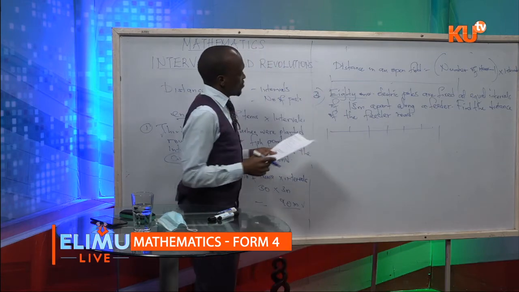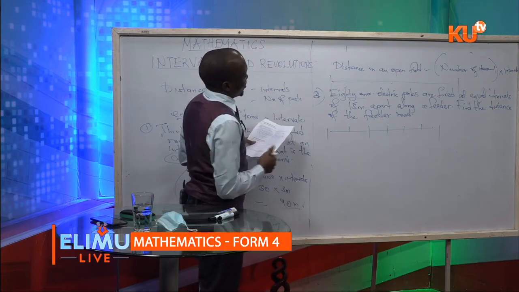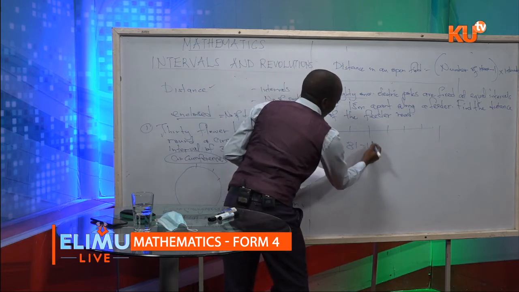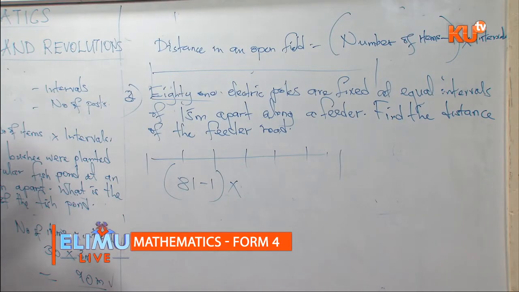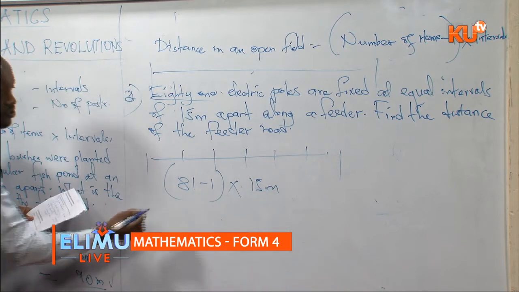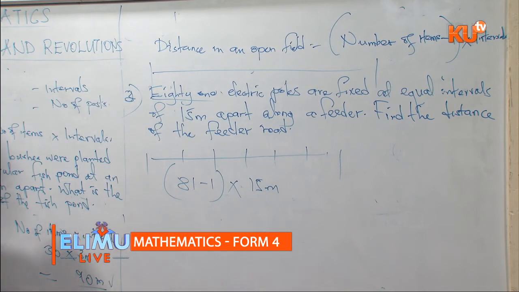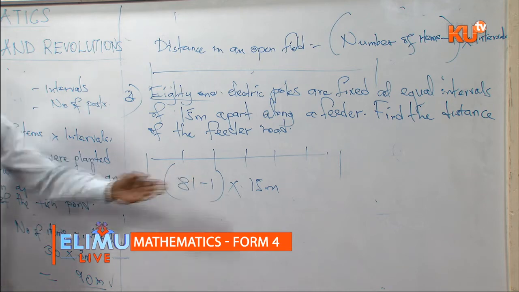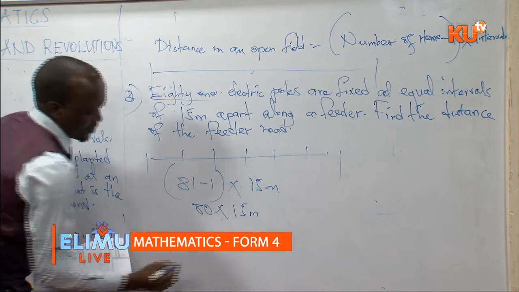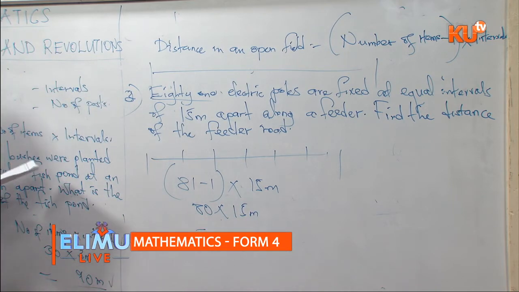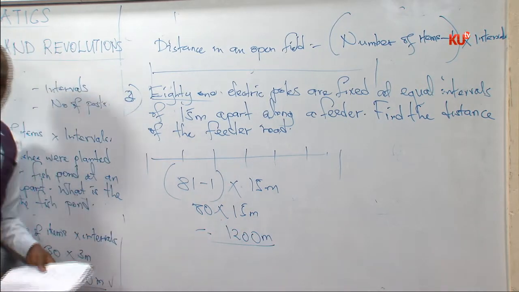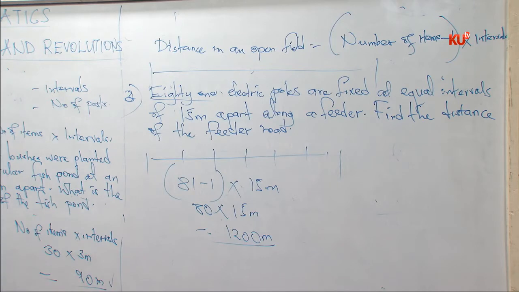Go back to the formula. We say that the distance of an open field is equal to the number of items minus 1, times the intervals. The number of items here is 81 minus 1, times the intervals, which we are given as 15 meters apart. So this is BODMAS. Work out what is in the bracket first. That is 81 minus 1, we shall get 80, multiplied by 15. If you multiply 80 by 15, you get 1,200. As simple as that.